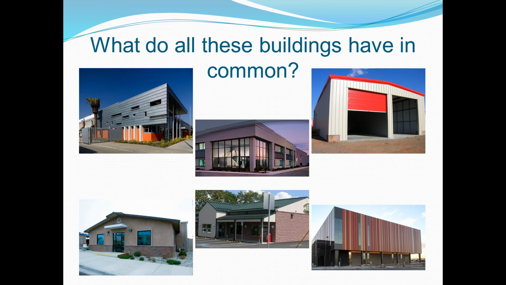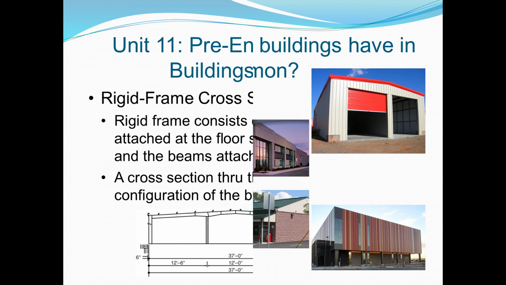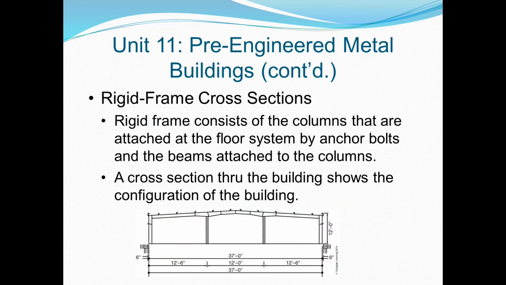We went through the rigid frame section, identifying all the parts of a section through a pre-engineered metal building. And then we talked about anchor bolt plans and how to set those up. We also went over the detail sheet, and then I went over the first part of the assignment with you. So today we are ready to start on the second part of the PowerPoint and the second part of the assignment. So the first thing we're going to talk about is the rigid frame cross sections.